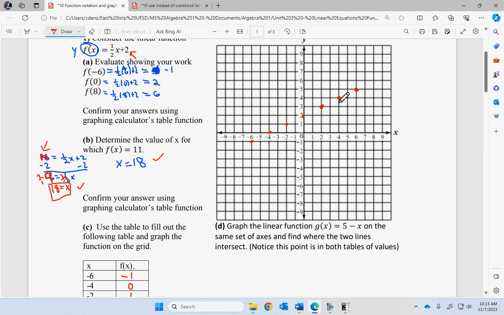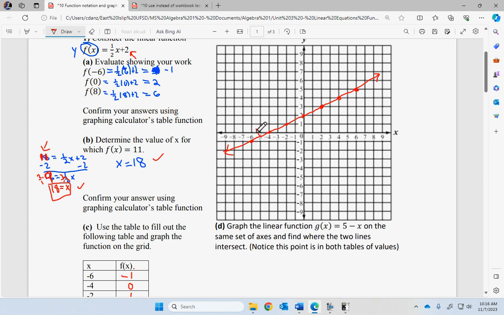Up 1, right 2, up 1, right 2. Of course, I could go in the other direction. But the goal of today's lesson was to remind you how to use your graphing calculator, not to remind you how to graph. But now at least you know we can graph using our graphing calculator.